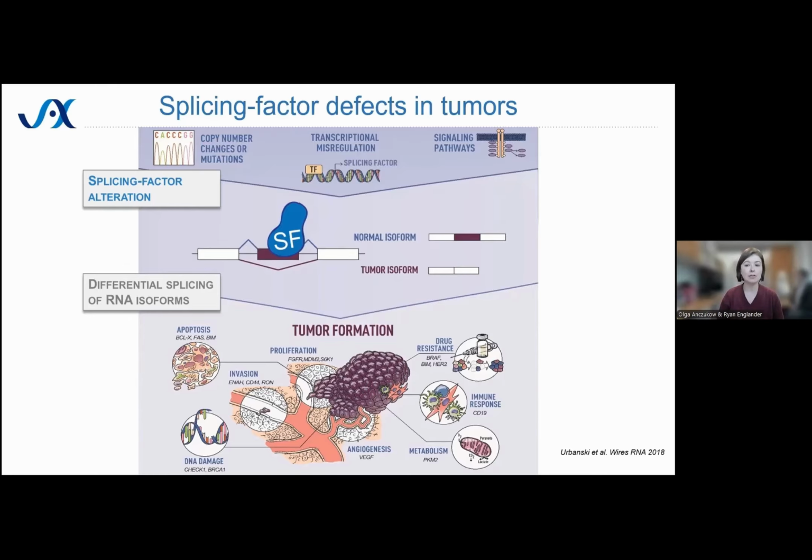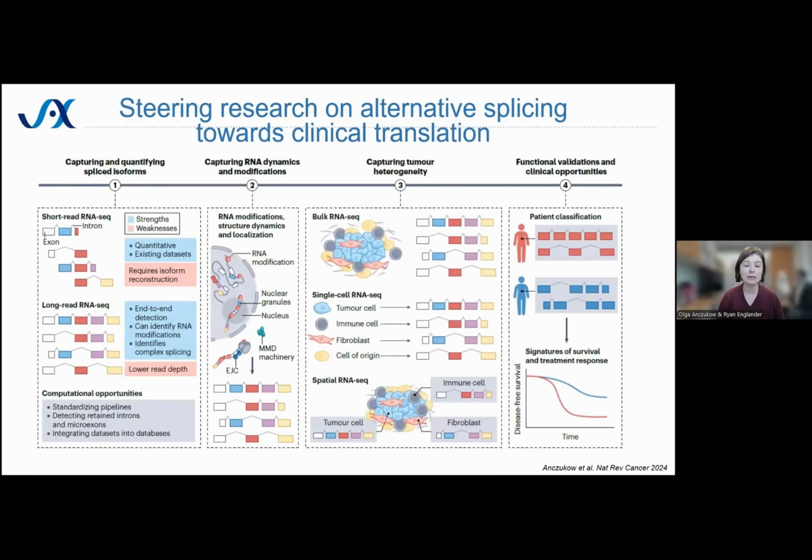Our lab and others are now working toward applying our understanding of the splicing mechanism and regulation to understand cancer pathogenesis and towards clinical translation. To achieve this, there are still a few roadblocks that we need to overcome. First, we need to better capture and quantify spliced isoforms. We need to integrate measurement of RNA dynamics and modifications. We need to measure tumor heterogeneity. And finally, we need to develop large-scale approaches for functional validation and clinical translation.